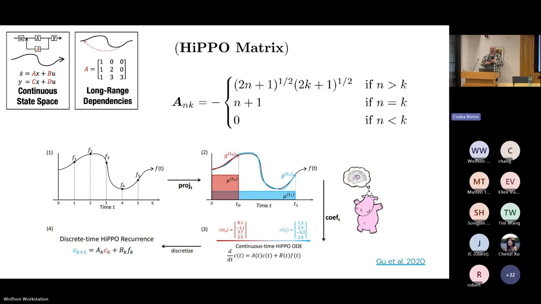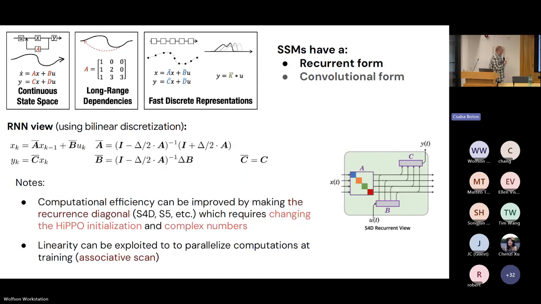So that's kind of what a HIPPO matrix is trying to do. It's trying to find a recursive way to find these coefficients that would give you the best polynomial fit to the sequence that you're seeing. And then this as well, your system is going to be very good at compressing or representing the sequence itself. It's going to be the representation of the sequence.